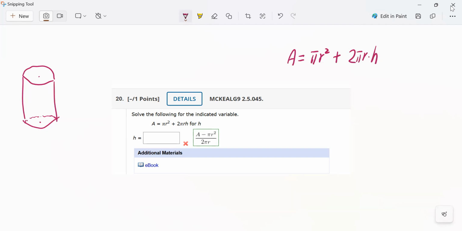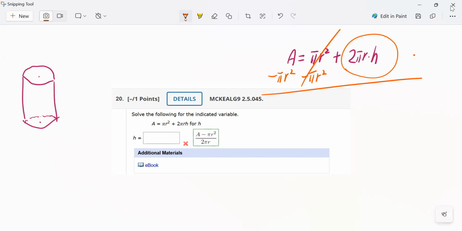Here we are solving for h, meaning we need to isolate this term. To get this term by itself, the first thing you will do is subtract pi r squared. Always, whatever variable you are looking for, isolate that. Get the variable term by itself. We cancel this, and we get A minus pi r squared on the left. On the right is 2 pi r h. Now, typically you can reverse it, and it looks slightly easier. So 2 pi r h goes first, then A minus pi r squared.